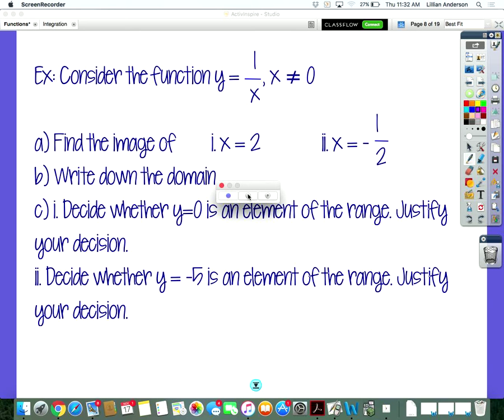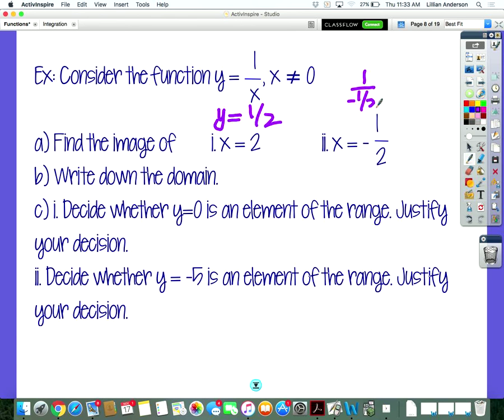First question says, find the image of x equals 2 and x equals negative 1/2. That basically means to do what we did before. Plug it in. Y equals what when you plug in 2? 0.50 or 1/2. Awesome. What do we get when we plug in a negative 1/2?